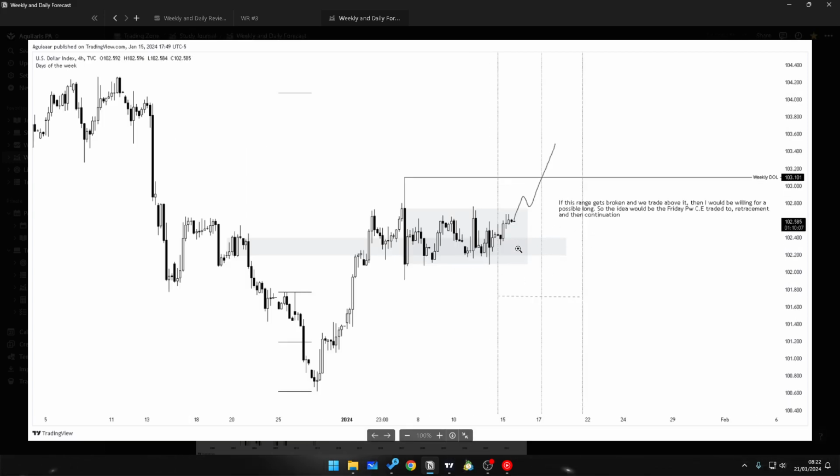And this is my basic. If this range gets broken, I will trade above it, then I will be willing for a possible long. So that will be Friday, Friday premium week, consequent encroachment, traded to, retracement, then the continuation.